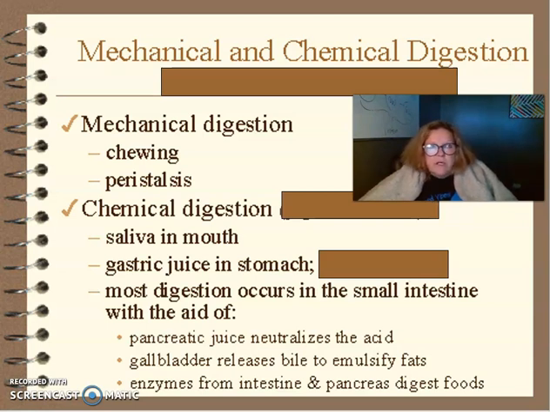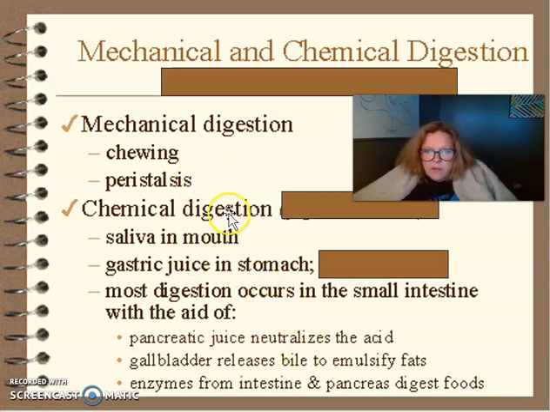It's kind of like when you make ice cubes. You haven't changed the format, you've just changed the state, right? So that's mechanical. So chewing and peristalsis. So peristalsis is the rhythmic contractions that happen all along the digestive system to enable the food to just move through the system. So it's just muscular contractions.